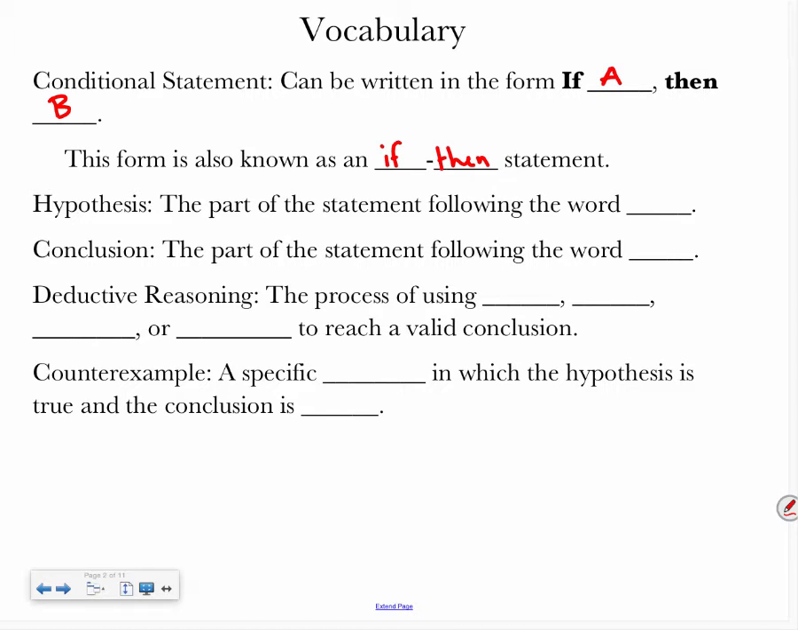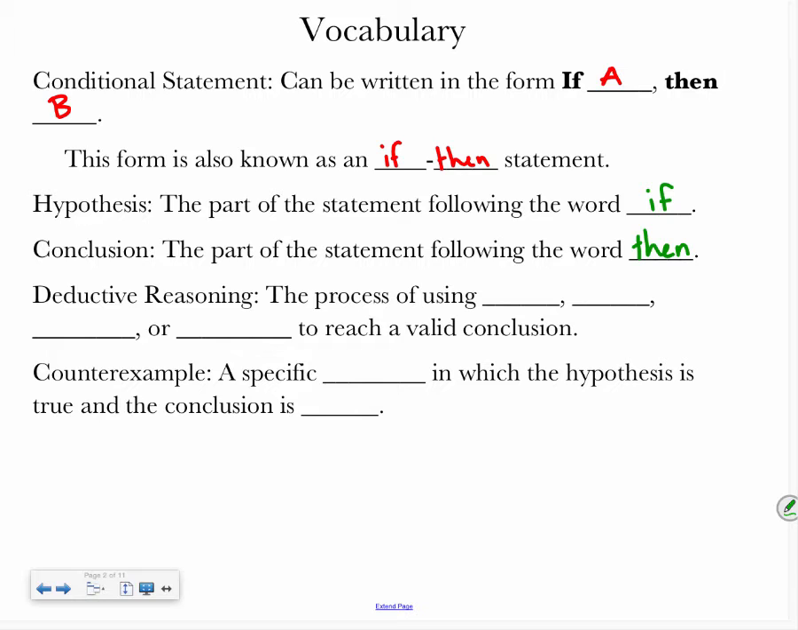All right, a hypothesis, though, this should sound familiar from science, is the part of the statement following the word if. Okay? So in my last example, the hypothesis would be, there's the if, it is nice today. Okay? That is the hypothesis. The conclusion is the part of the statement following the word then. So my conclusion, then I will go get ice cream. That is my conclusion. Okay?